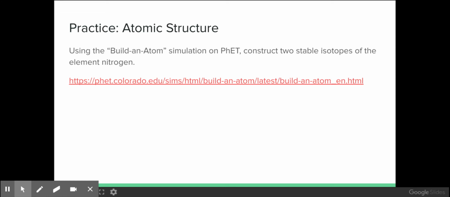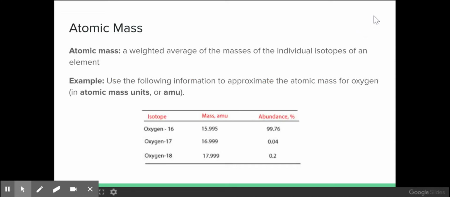Okay, well, I hope you have an opportunity to go ahead and do that. I'm going to move on here to atomic mass. Atomic mass is simply just a weighted average of the masses of the individual isotopes of that element. So when we talk about the atomic mass that is shown for oxygen on the periodic table, if I'm looking at the periodic table that I have hanging in this room, the overall average atomic mass is 15.9994 atomic mass units.